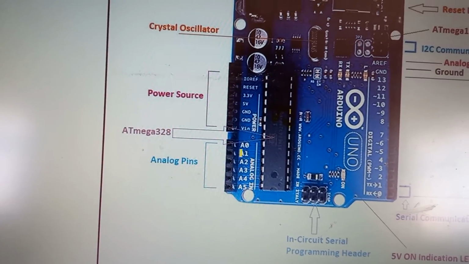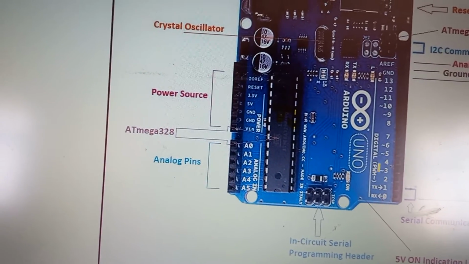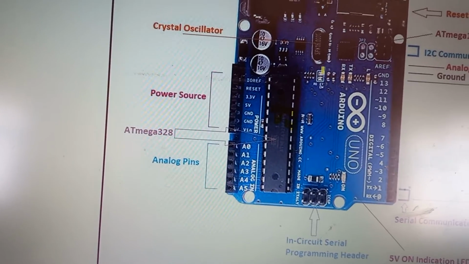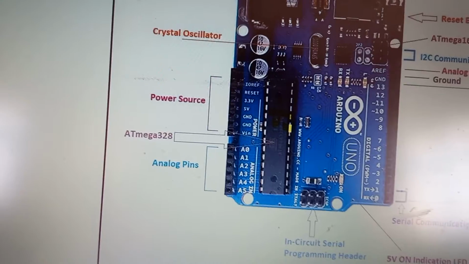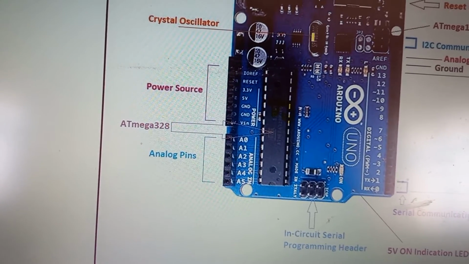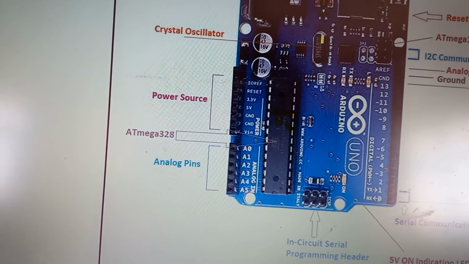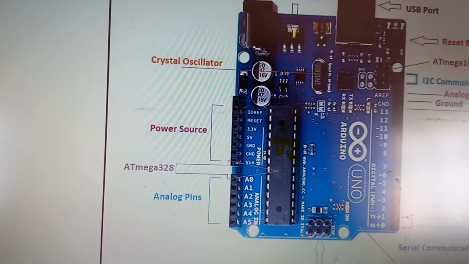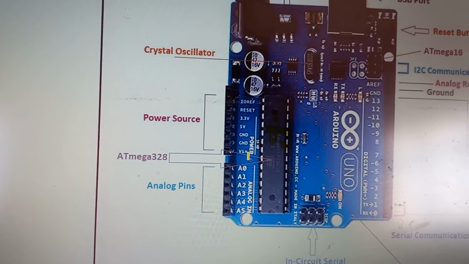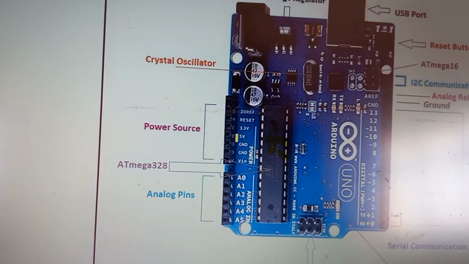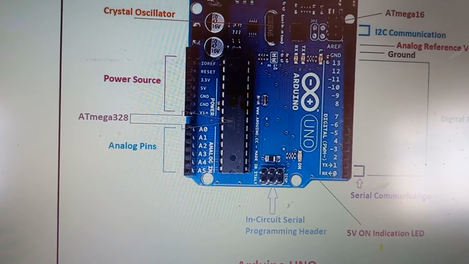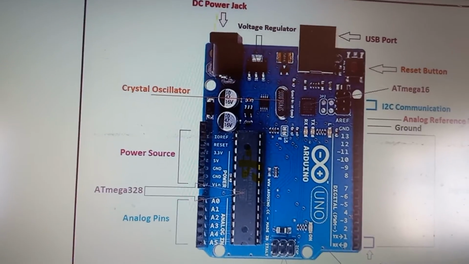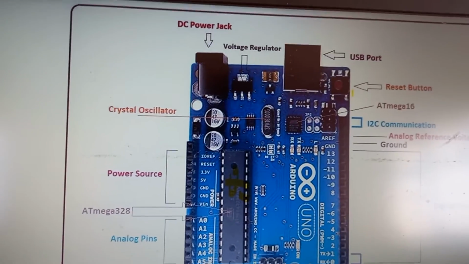There are 6 analog pins and 14 digital pins here, and some pins are meant for the power source. Okay, so I'll just give an introduction to all the basic components and then I'll come to the IC related part. Here is a crystal oscillator of 16 megahertz, and this is a voltage regulator for regulating the voltage. We use an input voltage of around 7 volts to 12 volts, and there is the 5 volt operating voltage, which is indicated by the LED, to know whether this board is working or not. We also have a reset button.